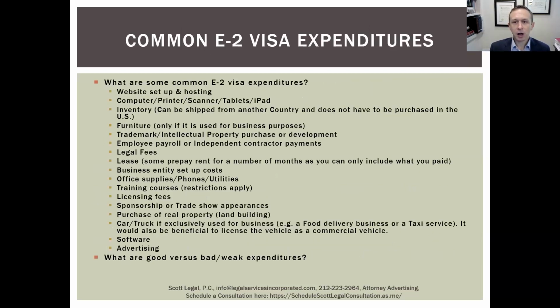So we've already talked about common E-2 expenditures. Really, these are things that are required for the E-2 business. And as you read through this list, this is really just to give you an idea of what all is needed to get the business started.